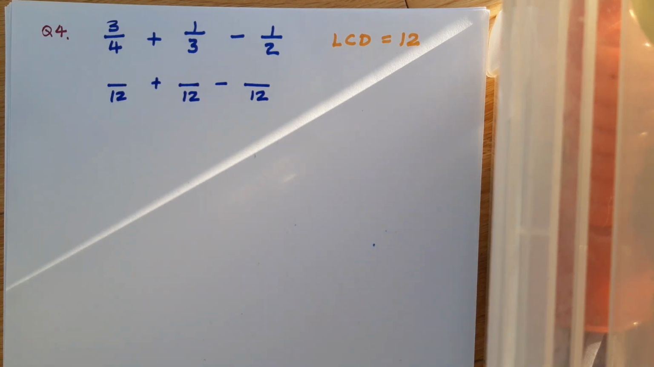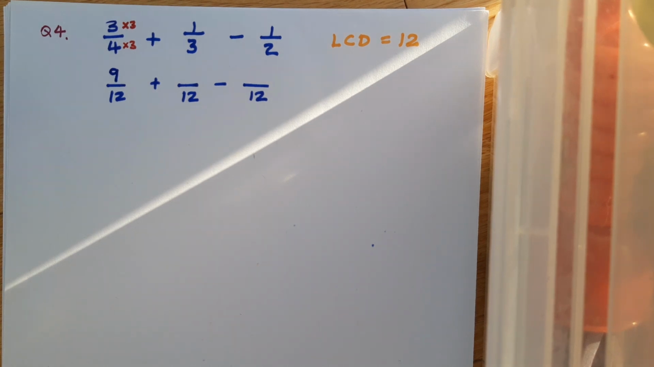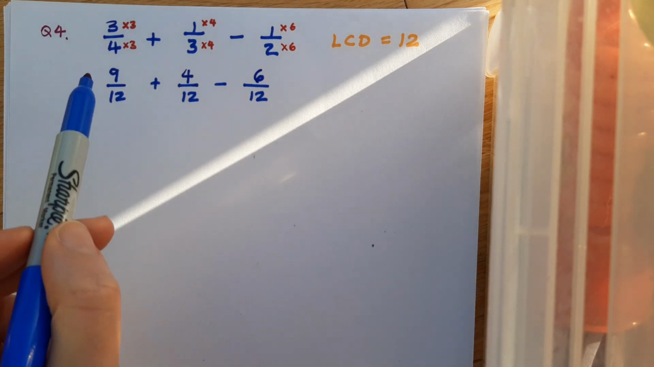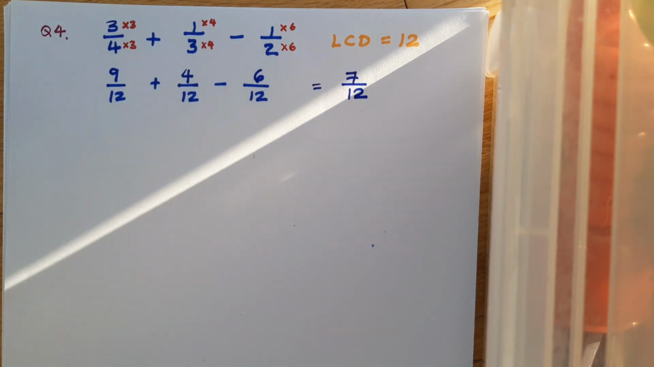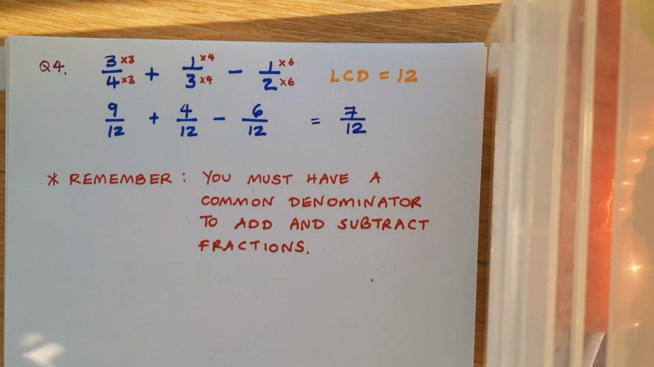Okay, so 3/4 first of all. I times by 3 on the bottom, so I'll times by 3 on the top. So I've got 9/12. For 1/3, I times by 4 to get 12 on the bottom, so I'll times by 4 in the numerator also, giving 4. And finally that half, well, I had to times 2 by 6 to get 12, so 1 by 6 will give me 6. And now that I've got 3 fractions with the same denominator, I can just do my adding and subtracting. Start from the left-hand side, 9 and 4 is 13, take away your 6 is 7. And my answer is 7/12. So just remember, you must have a common denominator to add and subtract fractions.